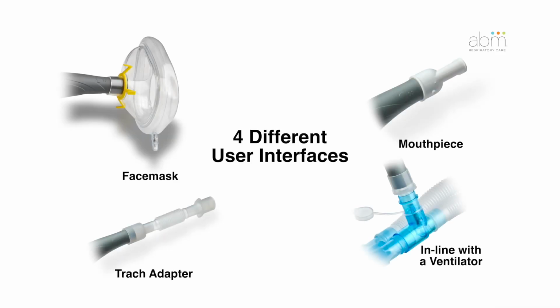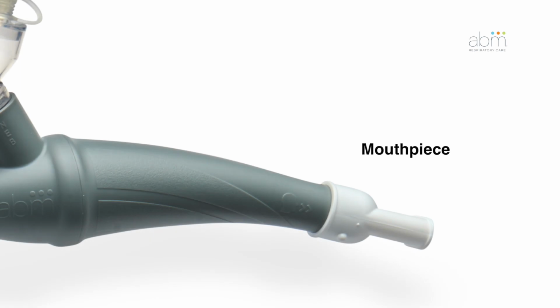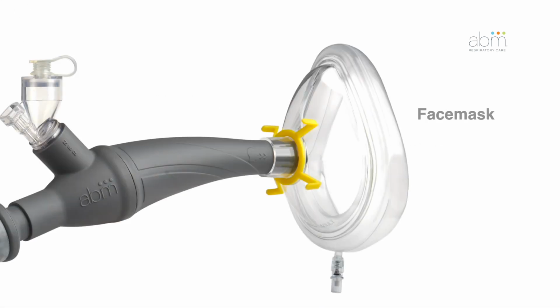BiWaze Clear allows for 4 different patient interface options: a face mask, a mouthpiece, a trach adapter, and in line with a ventilator. When using a mouthpiece, insert the 22mm end of the mouthpiece onto the handset. When using the face mask, insert the 22mm end of the face mask onto the handset.